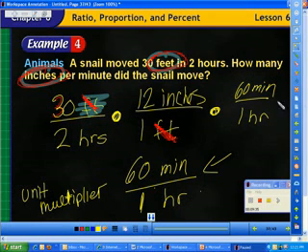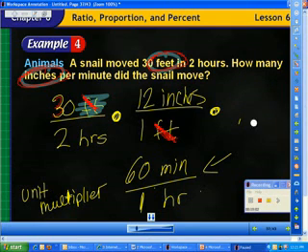Hours are down here in the denominator. Where are they over here? They're in the denominator also. Am I going to be able to cancel out and get rid of those hours? Nope. So what am I going to have to do? I'm going to have to flip it around.